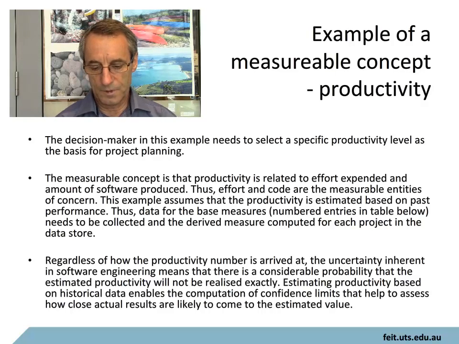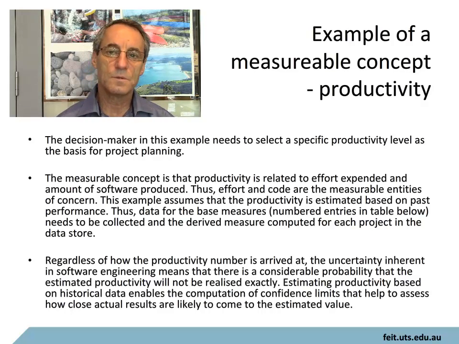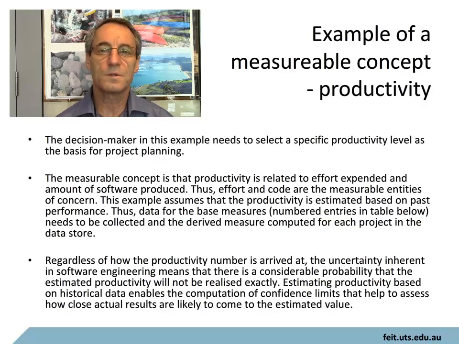Now, regardless of how the productivity number is arrived at, there is uncertainty inherent in software engineering. It means there's considerable probability that the estimated productivity will not be realized exactly. Estimating productivity based on historical data enables you to produce something, but it's going to be an estimate. And this is, I guess, a problem with so many things. Knowledge of the past is only a predictor of the future, it is not an exact science. So this applies to all sorts of things.